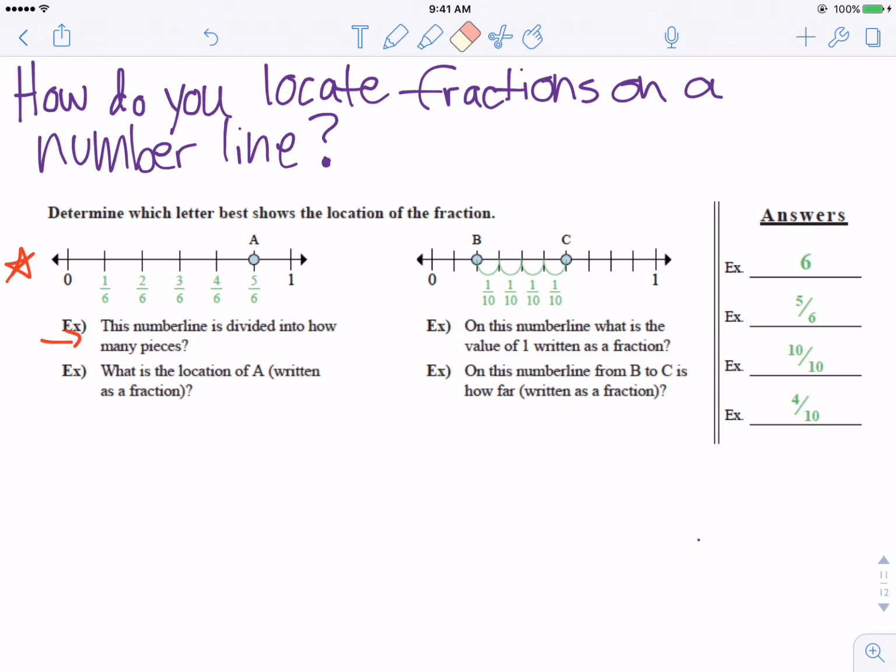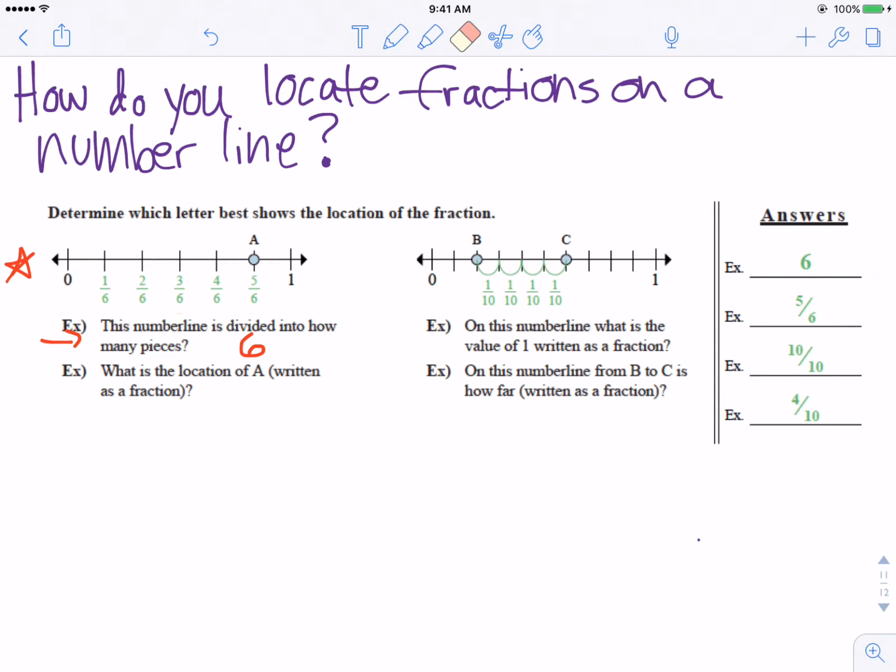So the first step in order to figure out the fraction is to determine how many pieces they have broken 1 into. So the way that you do that is you count these pieces. So this would be 1, 2, 3, 4, 5, 6 pieces. So we know that the number line is broken into 6 equal pieces, which is why the denominators in all of these fractions are 6, because each of these pieces is 1/6 of the entire number line.